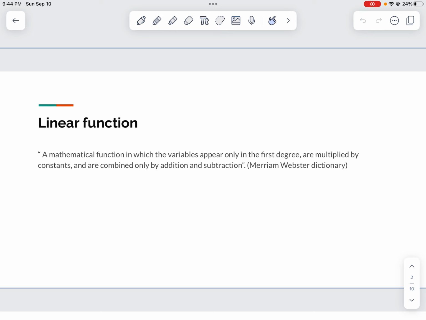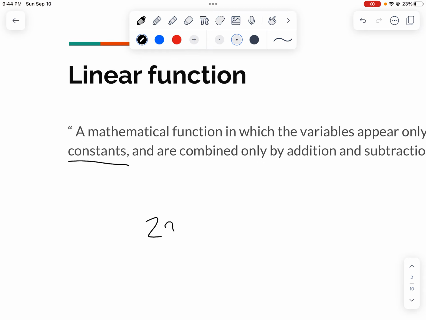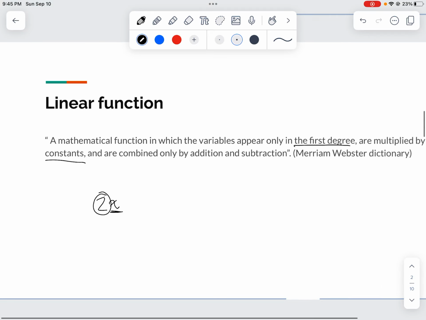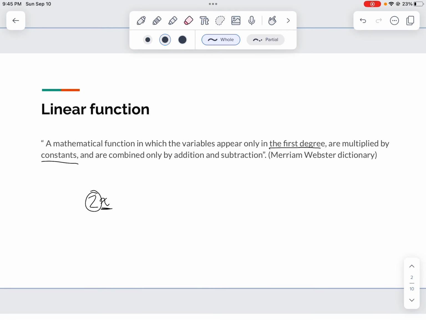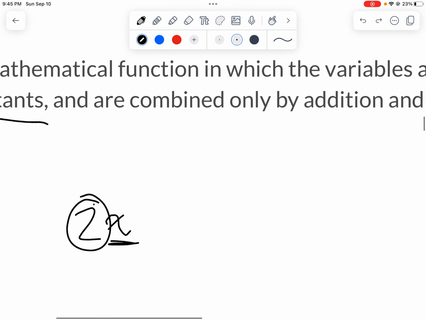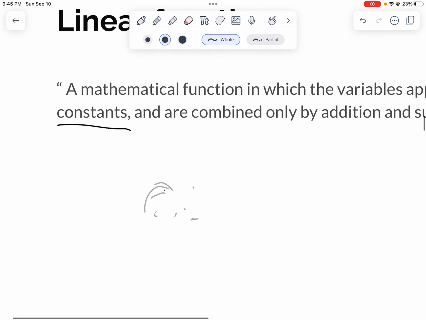Well, a linear function is a mathematical function in which the variables appear only in the first degree, so that's pretty important, and are multiplied by constants. So, constants could look something like this. Imagine 2x, right? This is the variable, this is the constant. The variable appears only in the first degree, so it would be 2x to the first, and the constant would be the 2 in this scenario, okay?